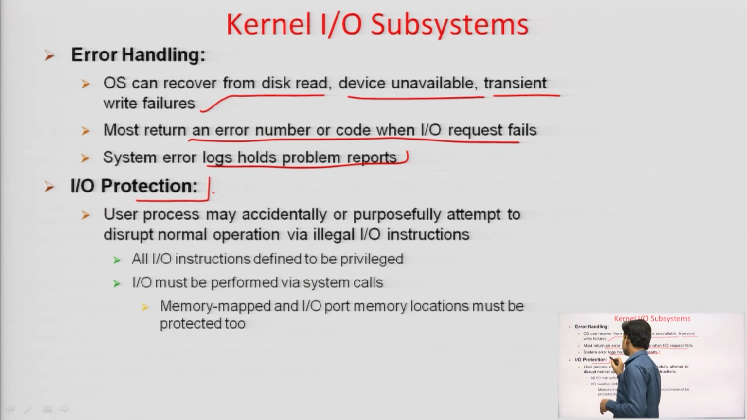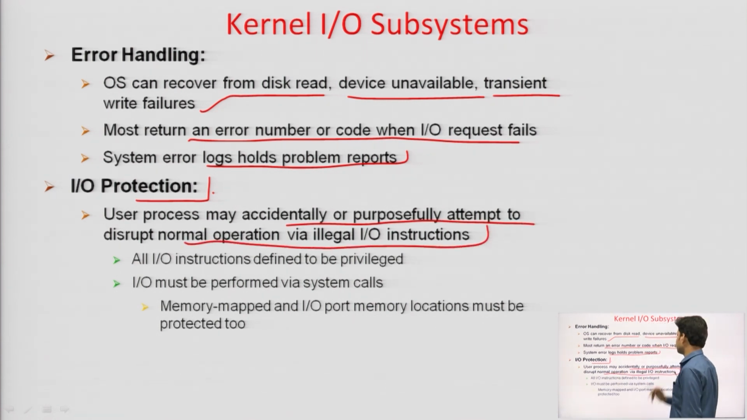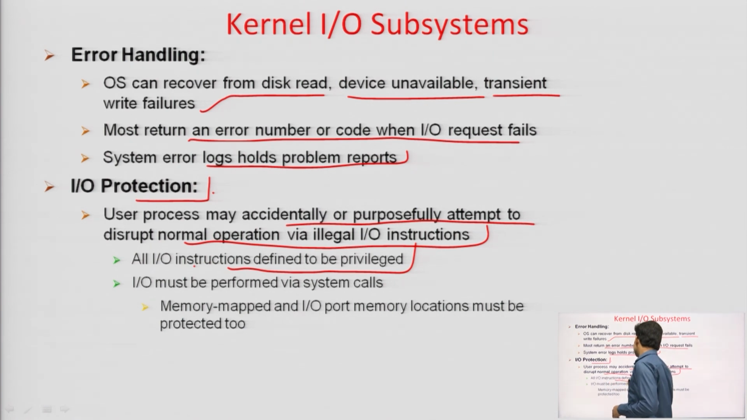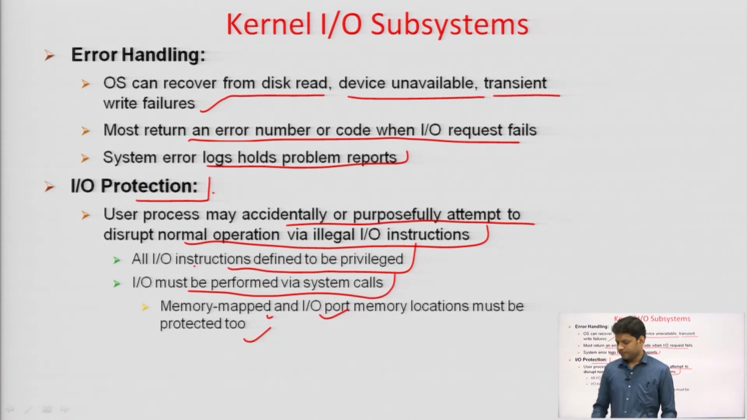Next is your IO protection. There must be protection. A user process may accidentally or purposefully attempt to disrupt normal operations via illegal input output instructions. So all input output instructions are defined to be privileged. These are some of the ways to provide protection to an input output request. All IO must be performed via system calls. Even memory mapped and IO port memory locations must be protected too.